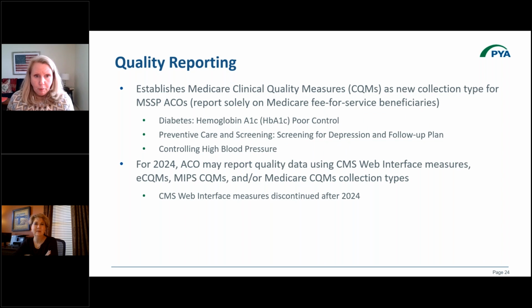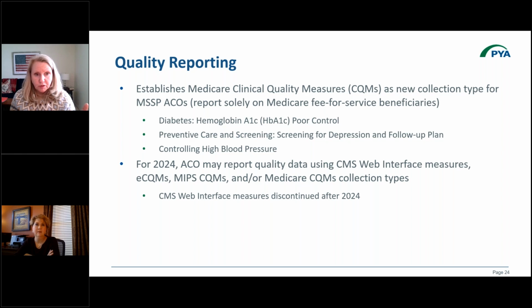So let's start with quality reporting. As Lori referenced, CMS has created these Medicare clinical quality measures. These are data aggregation measures where the miracle in the EHR system is supposed to happen: it will pull the data on these measures across all payers, across all patients. Appreciating the burden associated with that, for purposes of the MSSP only, CMS will allow the reporting on these measures to be limited to Medicare fee-for-service beneficiaries.